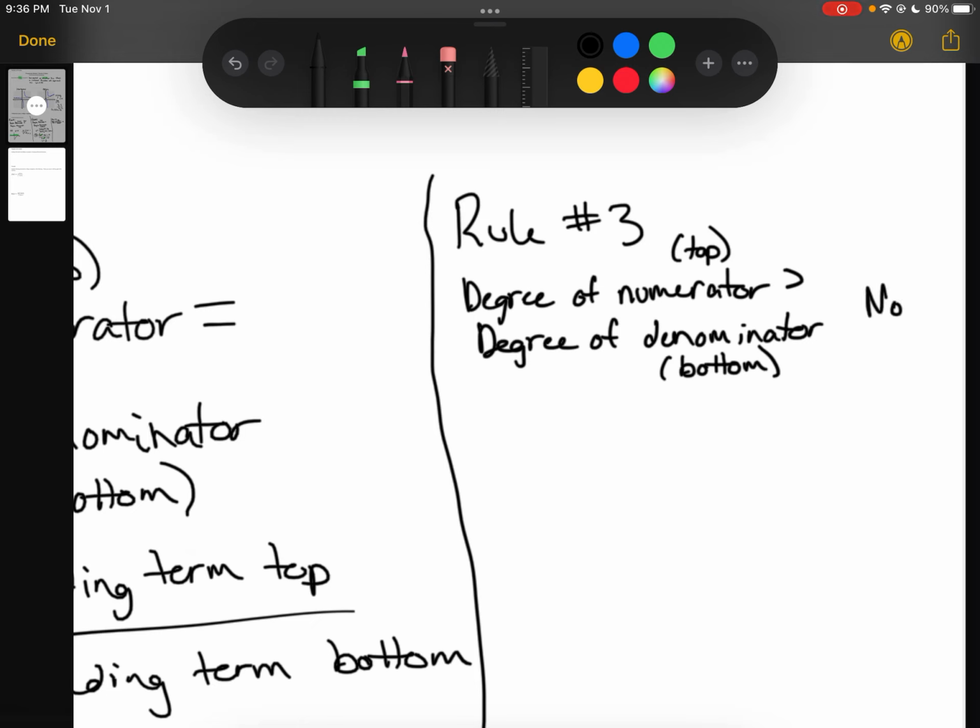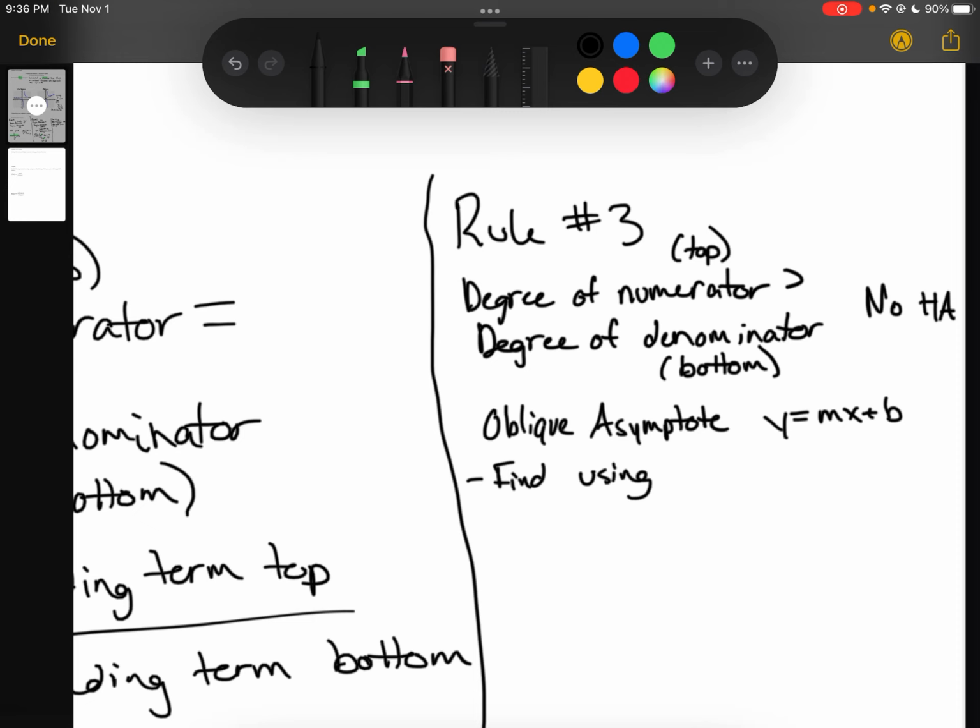Earlier this week, I told you that if this is the case, you do not have a horizontal asymptote. And I didn't lie to you. It's true. There is no flat line. What happens in this case, though, you can probably guess, this is where the oblique or the slant comes in. That flat line doesn't move up or down. In this case, it actually tilts, and we get a slant introduced. So we end up with an oblique asymptote with an equation of y equals mx plus b. And the way that we find this is synthetic division.